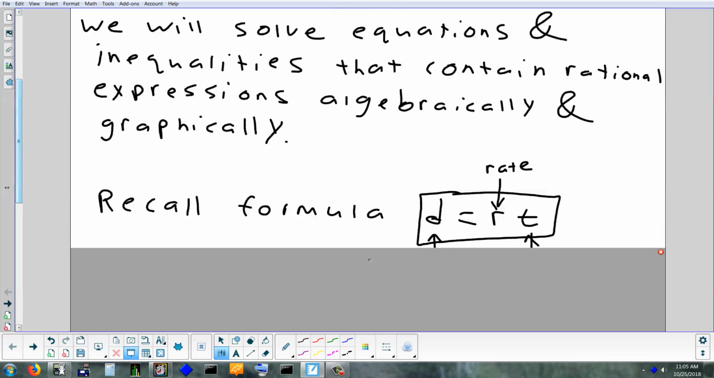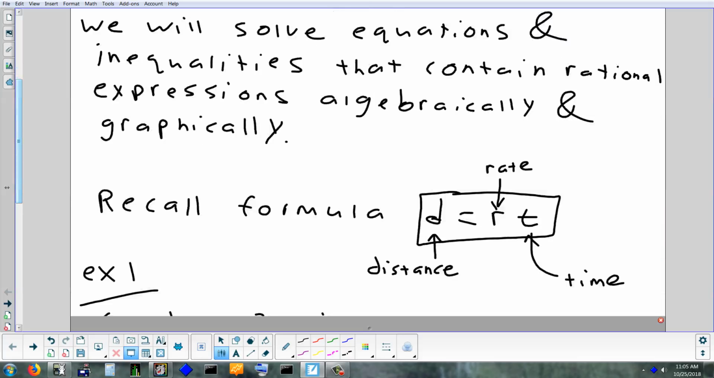All right, so we're going to look at a word problem to start off with, and it's going to end up being an equation that's rational. The problem we're going to do involves distance, rate, and time. So first, I just want to make sure everyone knows that formula. Distance equals rate times time. Other than giving you that formula as background, we're just going to jump right into the first example.